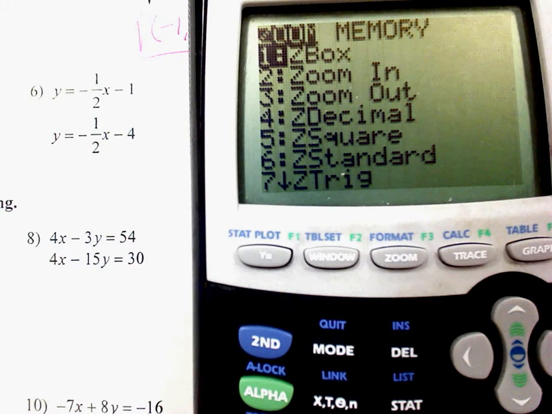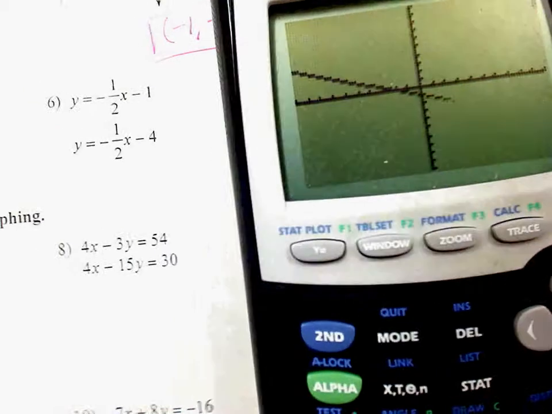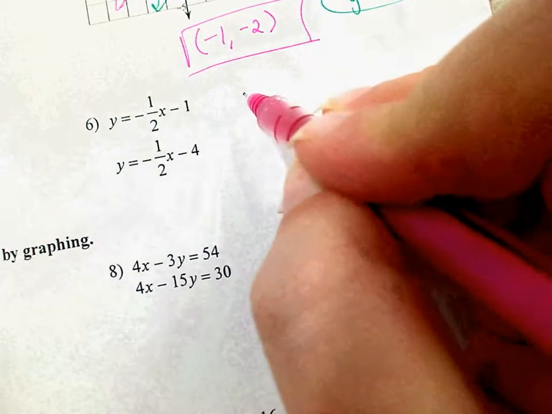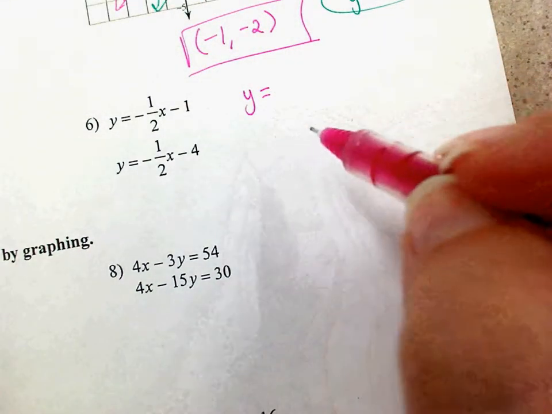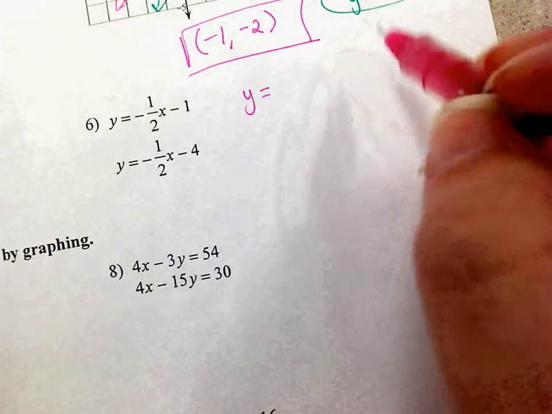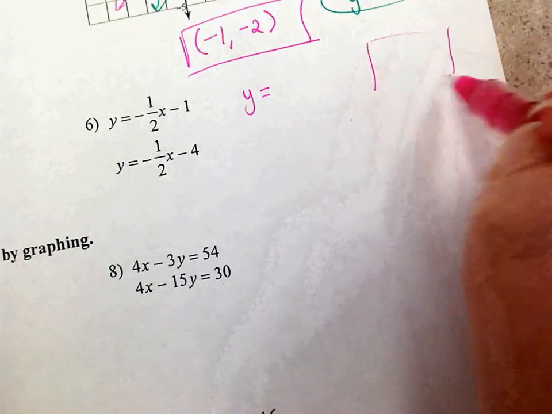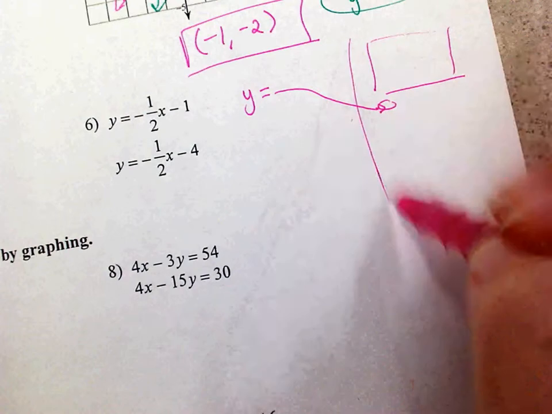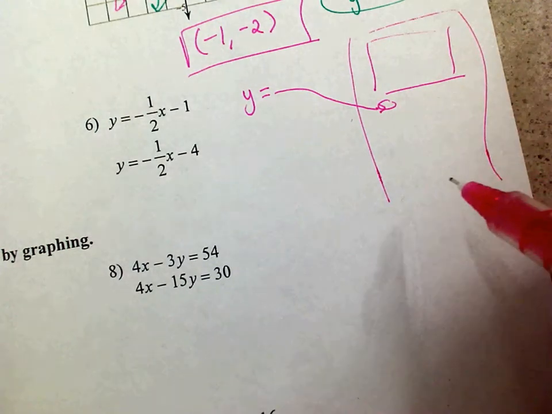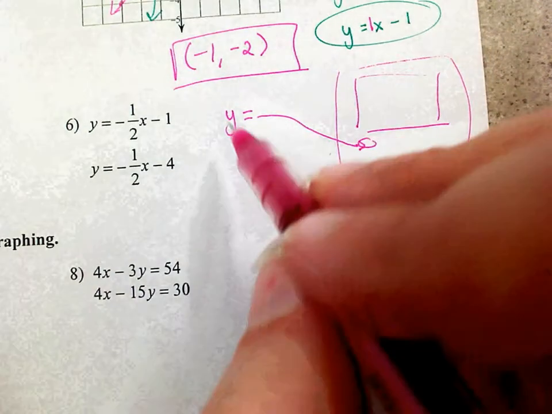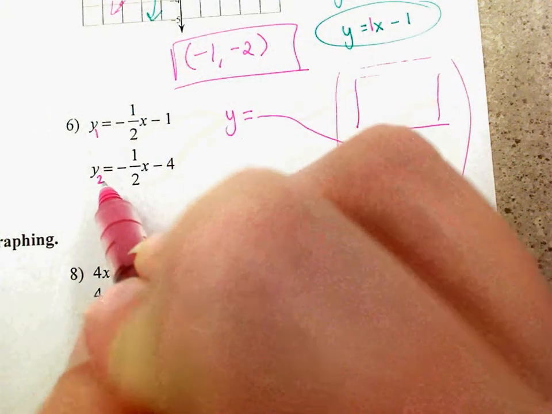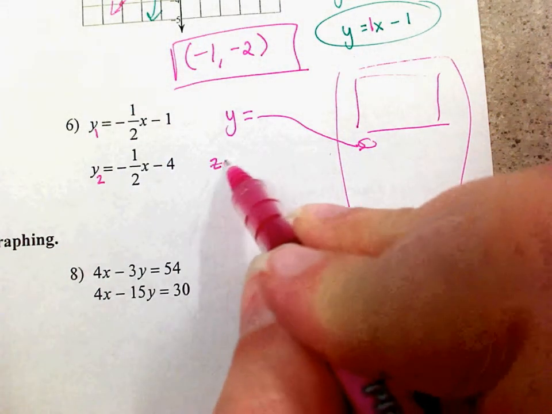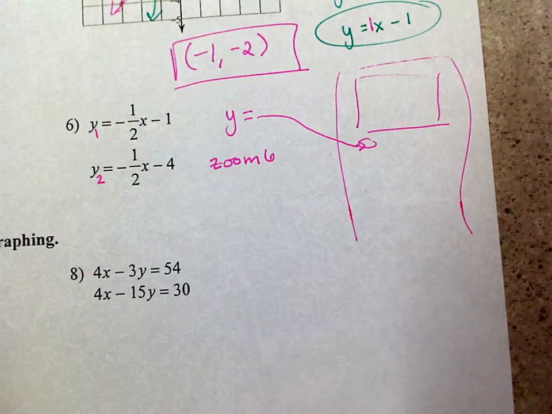Let me go through those steps again. I went to y equals, which, if you're on your screen, is that first button on your calculator. In y1 I put this, in y2 I put that, and then I go to zoom 6 just to have a good window. Now when I go to zoom 6 I see this.